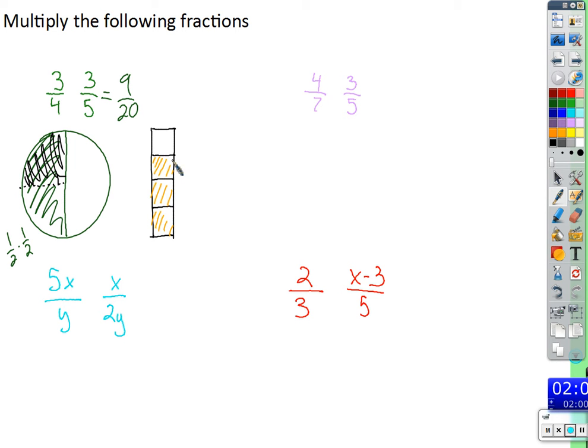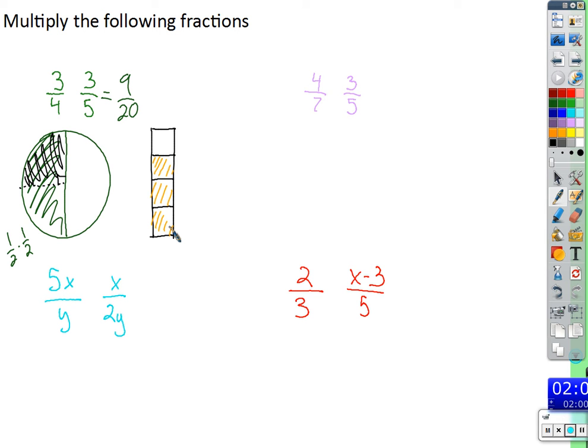Well, 3/5 of this thing, how are we going to figure that out? You have to turn it into fifths instead of fourths. But we can't turn fourths into fifths very easily, right? See what I mean? You have to turn these pieces into something that works for both. 15ths? No, 20ths. It's got to be common.